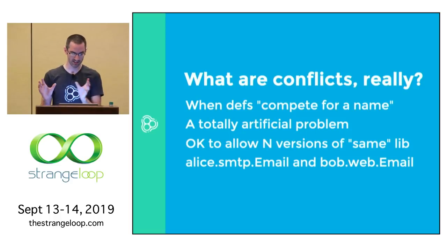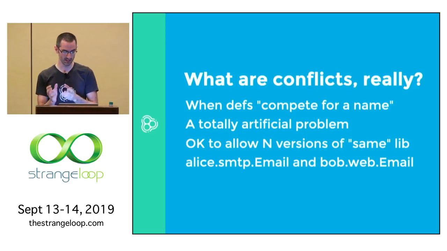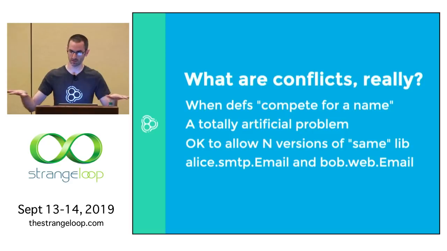To give some intuition for how this is not a problem, it's similar to supposing you had two email types floating around in your code base, and they have different fully qualified names. That might be totally fine if those two email types are being used in different parts of your code base. It's no big deal.